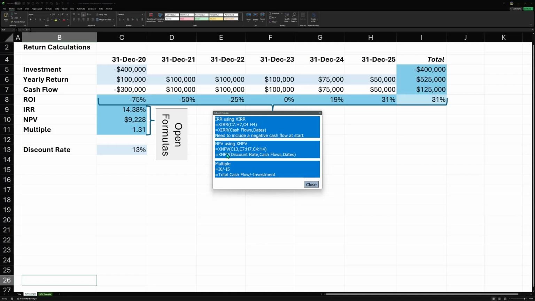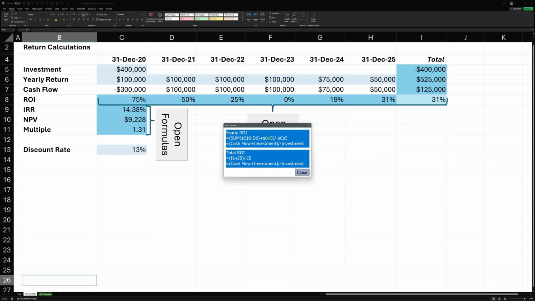NPV, we've used XNPV because we have dates. We make that equal to XNPV, C13, which is our discount rate, C7 to H7, which are our cash flows, and C4 to H4, which are our dates. XNPV is discount rate, followed by your cash flows, followed by your dates. We also have created a multiple here, which is I6 over here, our total of our yearly returns, divided by our negative I5, which is what we put in. This is our total cash flow divided by our investment.